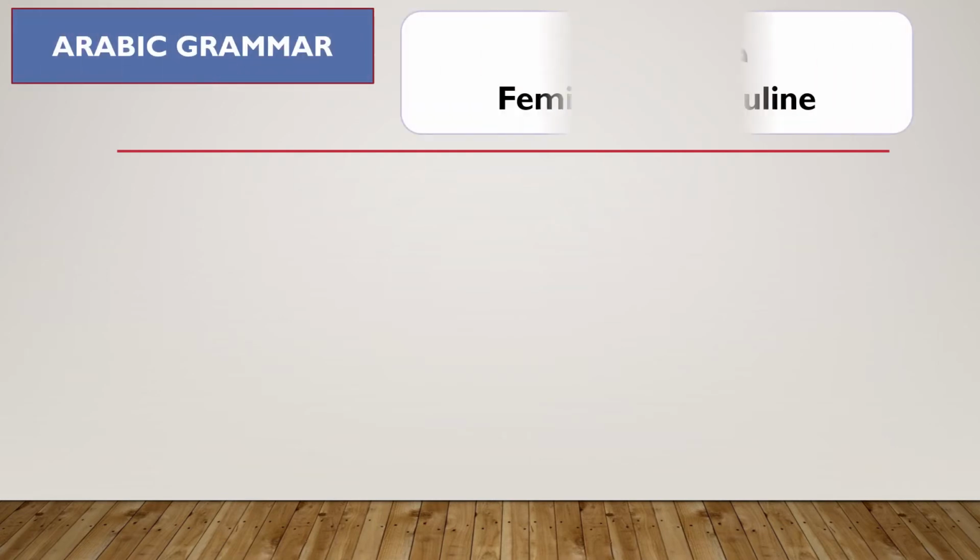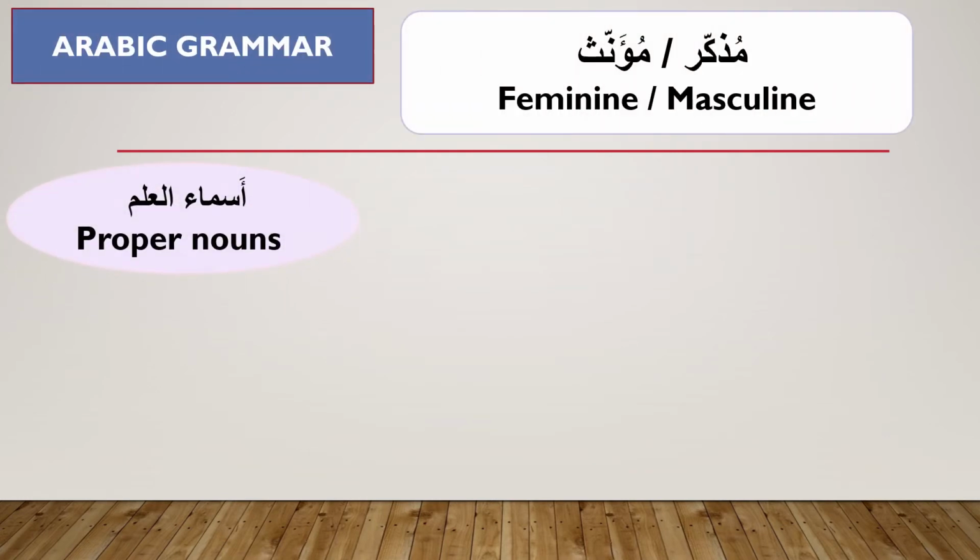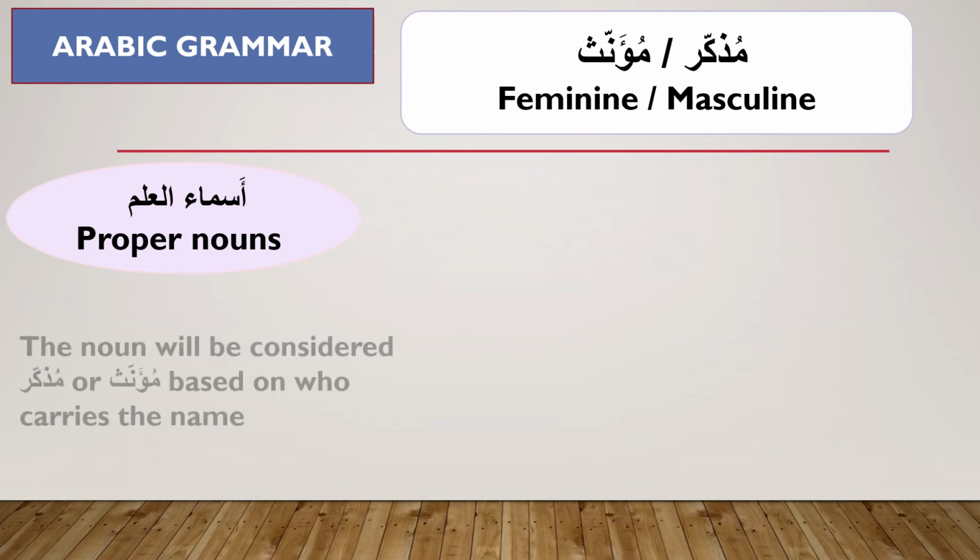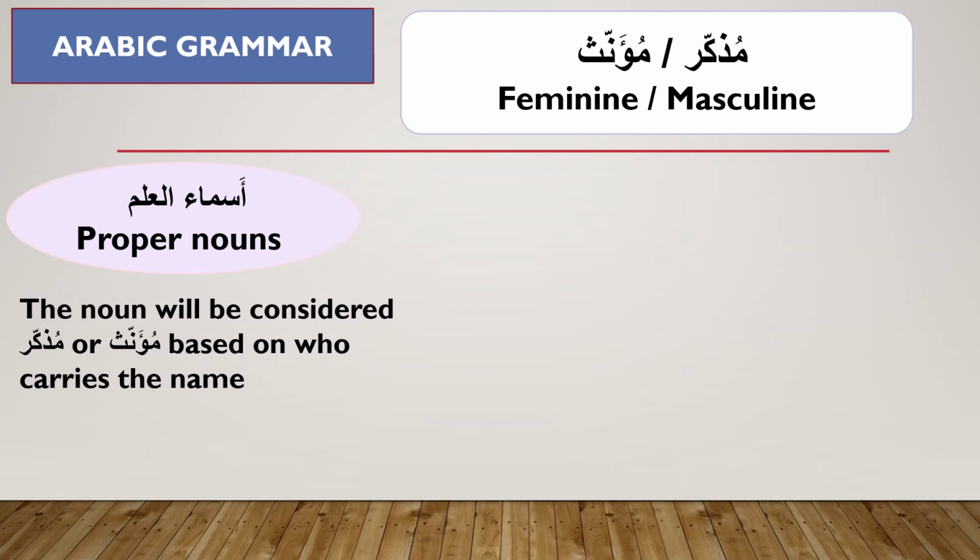Category 3 is proper nouns, asma al-alam. Proper nouns are names given to people, places, or things. How do we know if the name is a masculine noun or a feminine noun? In Arabic, we consider who carries that name.